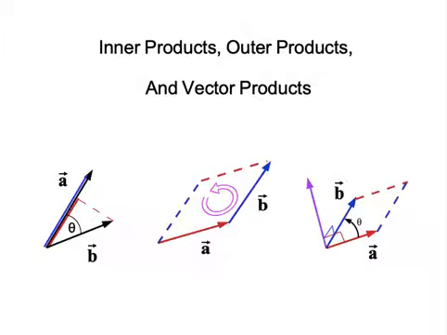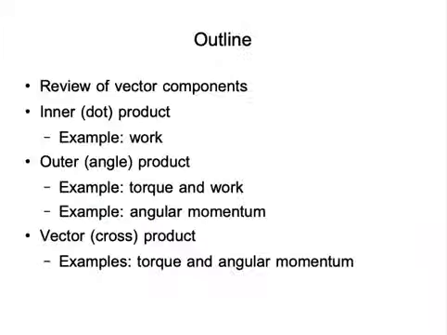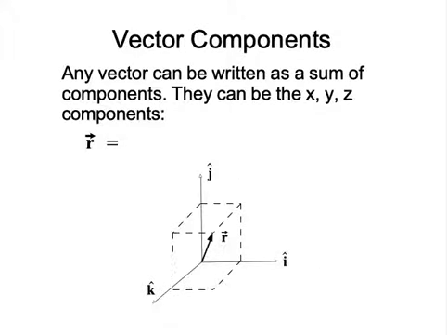In this video presentation, we'll be looking at the different kinds of vector products and the way we use them in mechanics. First, we'll do a review of vector components, then we'll look at the inner or dot product, the outer or angle product, and then the vector or cross product. And we'll do some examples of work and angular momentum and torque. Let's start with a quick review of vector components.